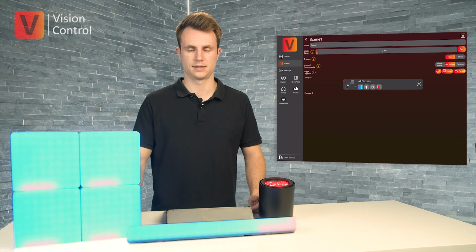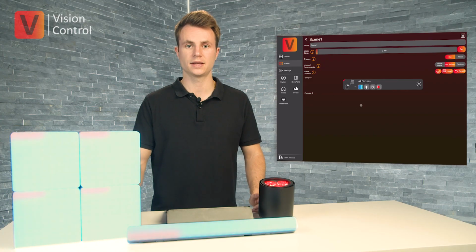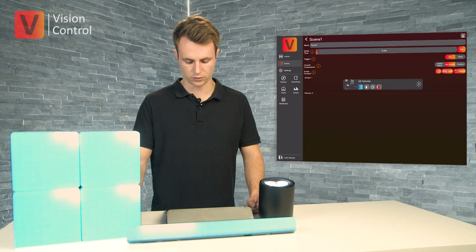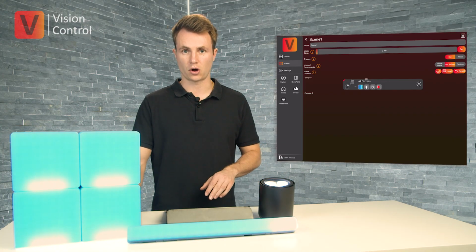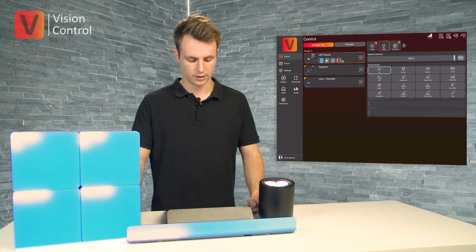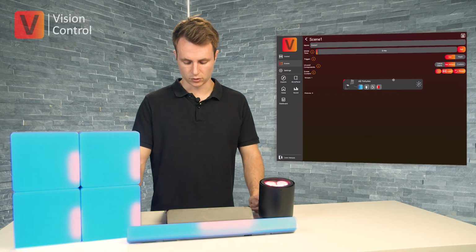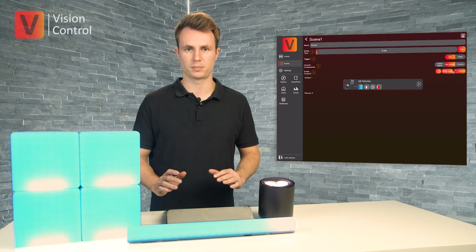So the last part is the scene content. So here you can see your groups and your fixtures in that scene. So currently there is only one group, the all fixture group in the scene. And here the scene content displays everything that is currently here in the control page when we create a new scene. So those 3 buttons I will explain in a minute.